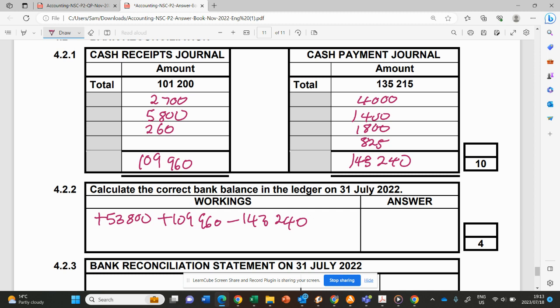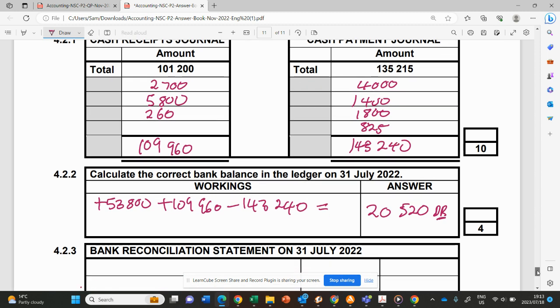If our amount is positive, that will be a favorable balance, recorded as a debit balance as per bank account. If it's negative, that will be an unfavorable bank balance, reflected on the credit side as the credit balance as per bank account. So 53,800 plus 109,960, minus 143,240, we get 20,520. Because it's positive, you reflect it as a debit so that the marker can see this is a favorable balance that you got when calculating.